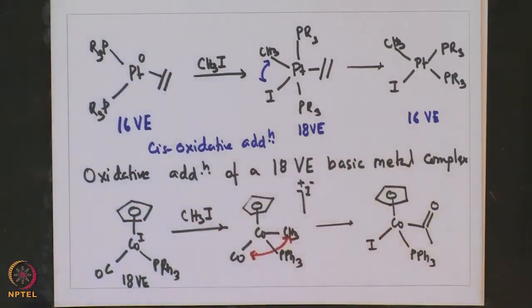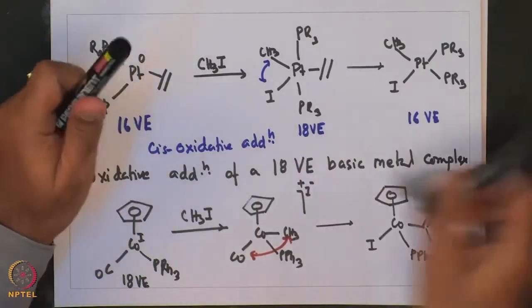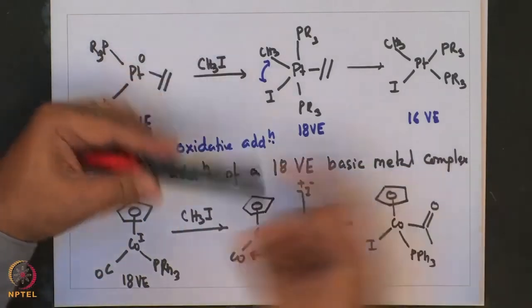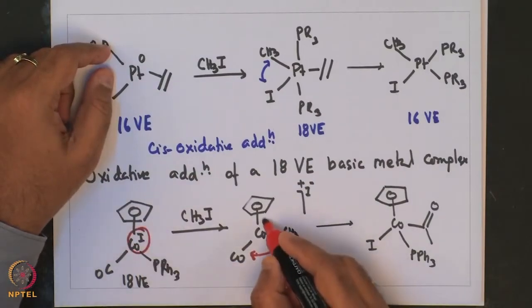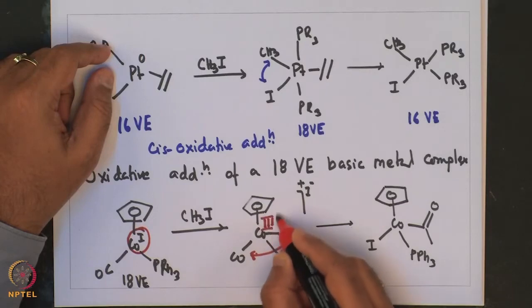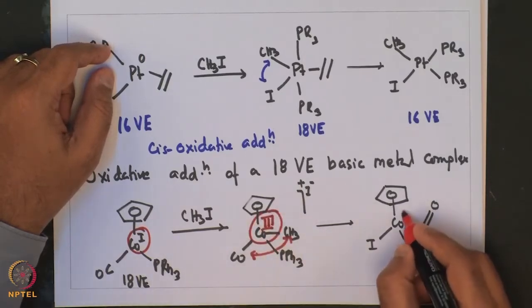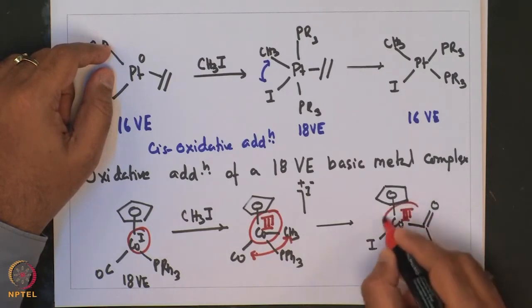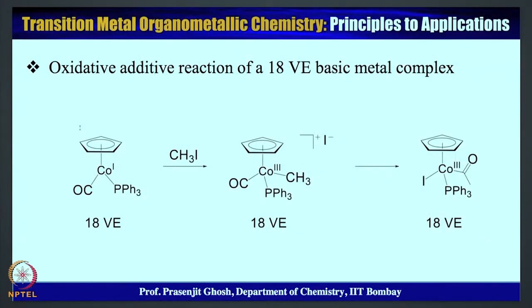Now, if one were to look at the oxidation state at the metal center, then one would notice that over here cobalt was in plus 1 oxidation state, over here cobalt is in plus 3 oxidation state, and over here the cobalt is again in plus 3 oxidation state. So this is expected for an oxidative addition reaction, that the oxidation state increases by 2.